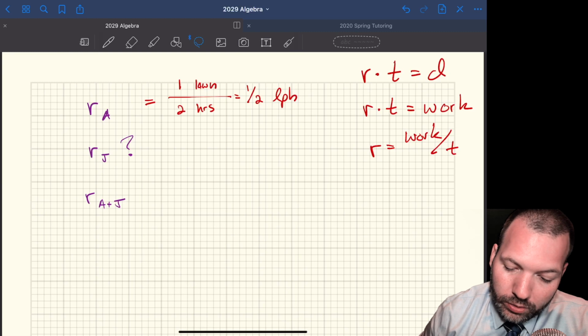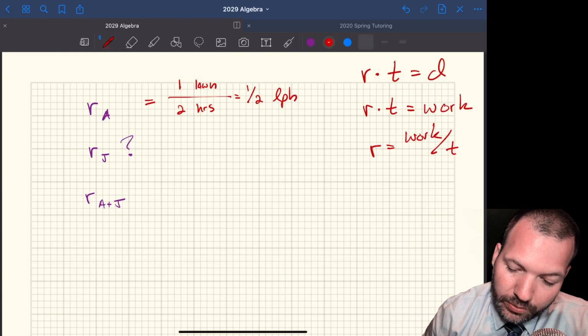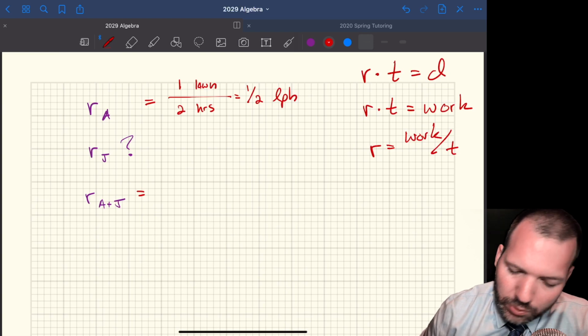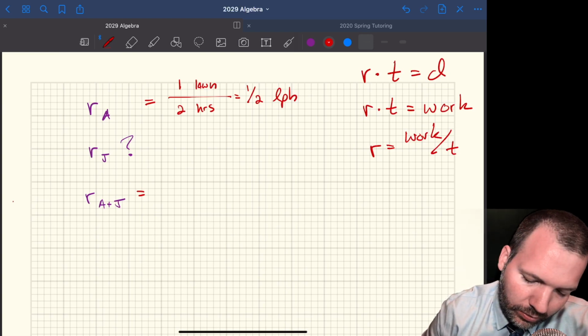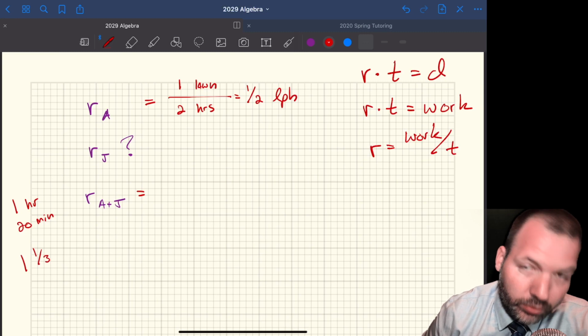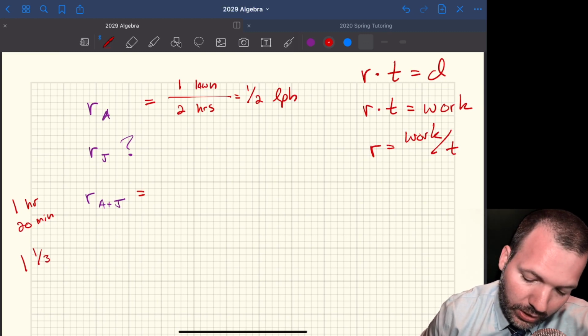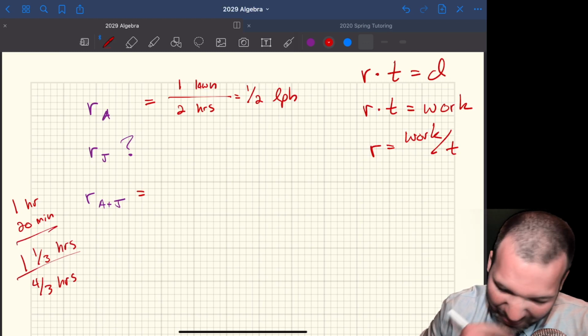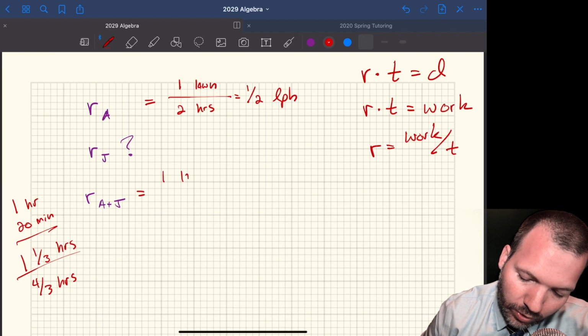We don't know Jamal's rate by himself, so I'm going to skip that. But we do know that when they're working together, it only takes 1 hour and 20 minutes. Well, a little math over here real quick. 1 hour and 20 minutes. 20 minutes is how much of an hour? A third, right? 20 over 60 is 1/3. And so that's really the same as 4/3 hours, right? All of these are the same. So coming back over to their work together, they together complete one lawn in 4/3 of an hour.